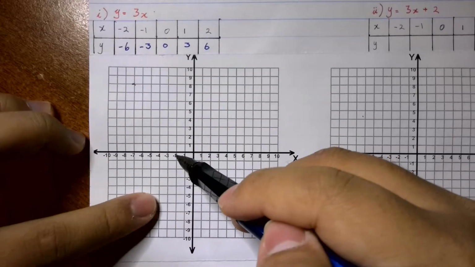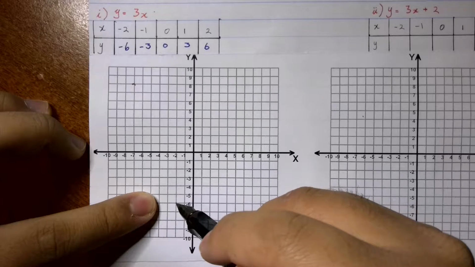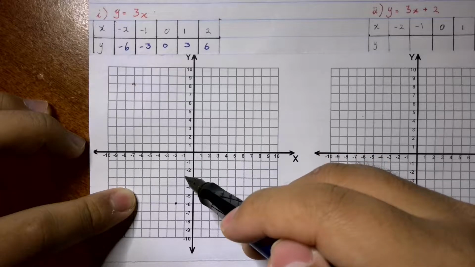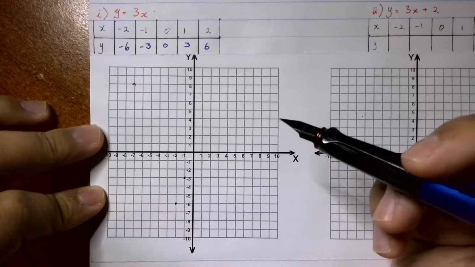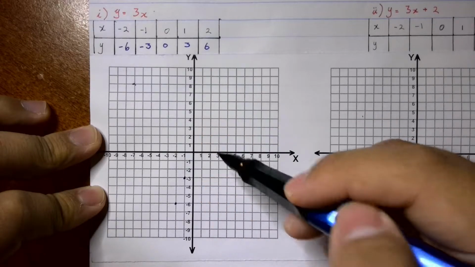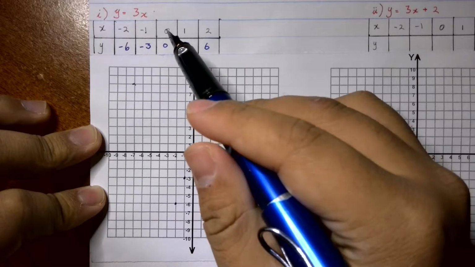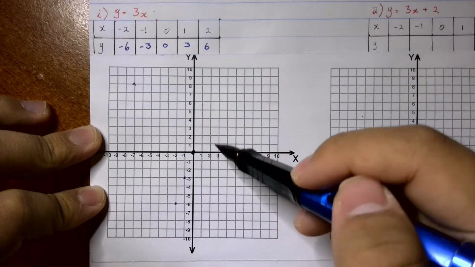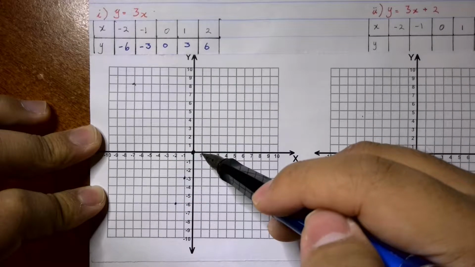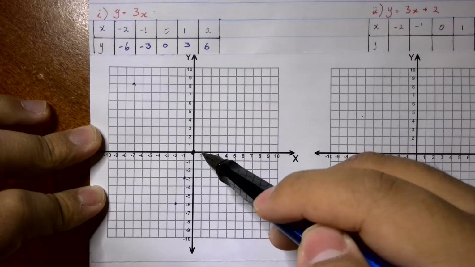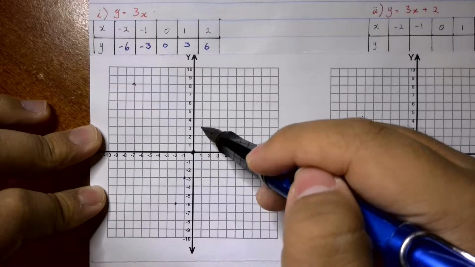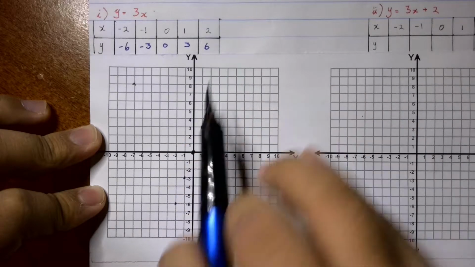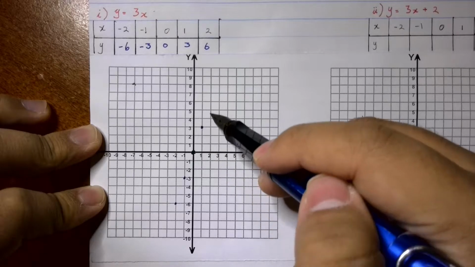2, -6. So -2, -6 is all the way down here. -1, -3. Then 0, 0. It hasn't moved left or right, and it doesn't move up or down, so it has stayed right in the middle here. 1, 3, so it's moved 1 to the right, and then 3 up. This next one, it says 2 to the right and 6 up.